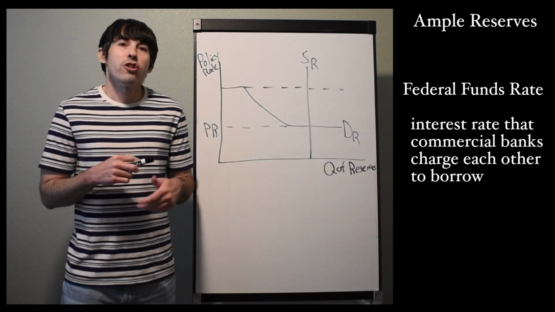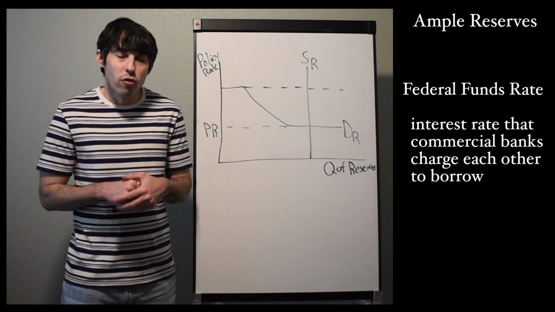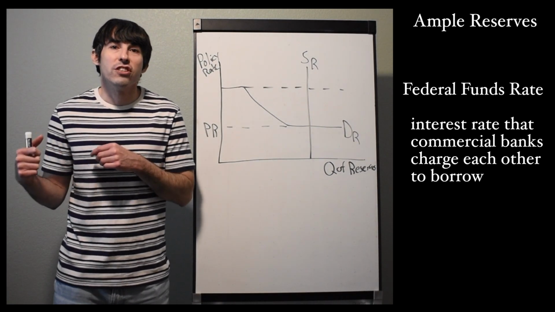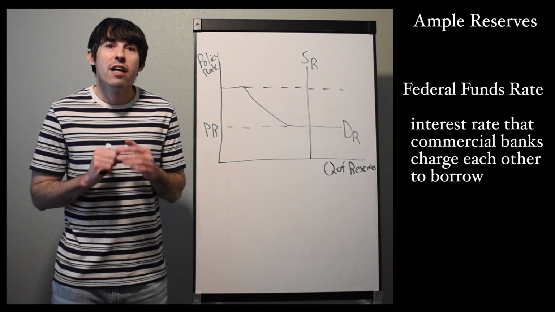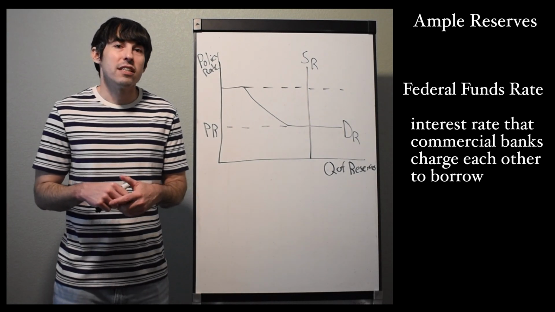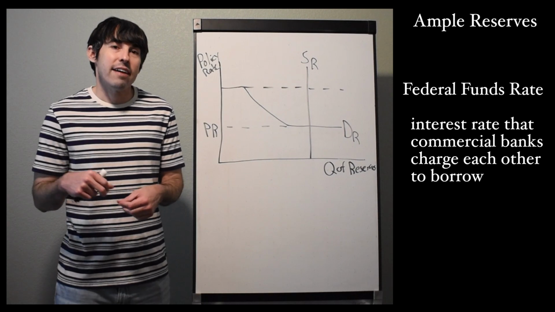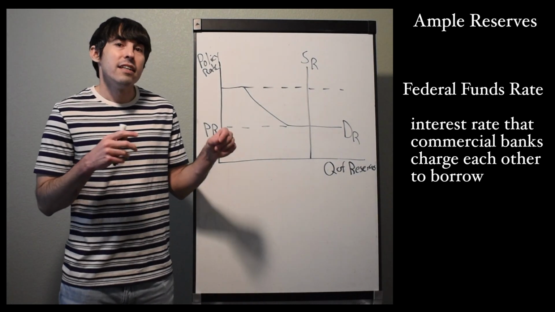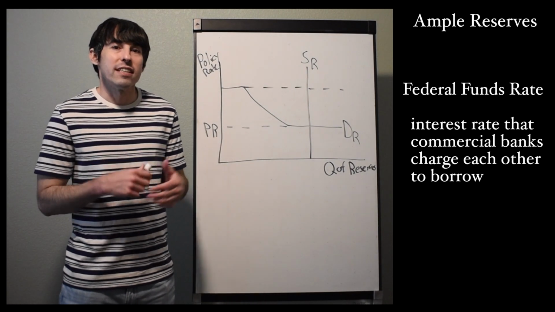Keep in mind that the Fed is trying to affect the federal funds rate. And again, that's the interest rate that banks charge each other when they borrow money from each other. The Fed can't just straight up tell banks what they can charge each other, so instead, they have to change their administered rates to try to get the federal funds rate that they're targeting.